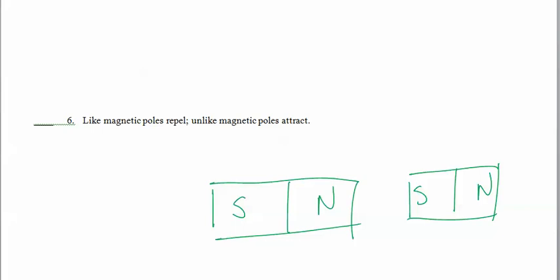I've drawn 2 magnets up here, and it says like magnetic poles repel, unlike magnetic poles attract. Well, that is true. All right, this goes from north to south, and what that does now is it's going to pull these together. So yes, like magnetic poles repel and unlike ones will attract each other.